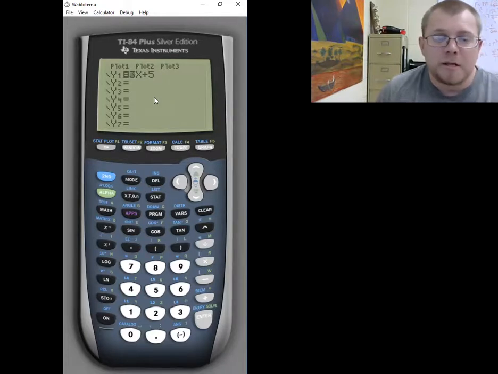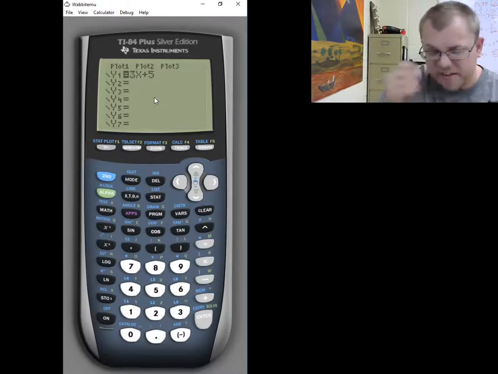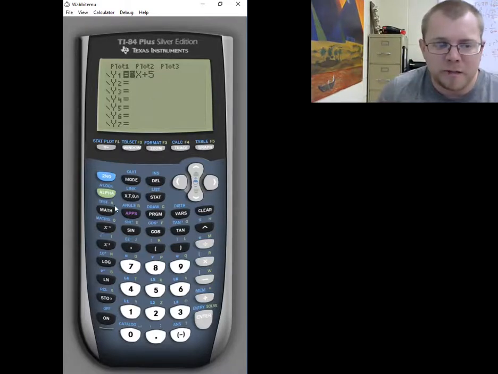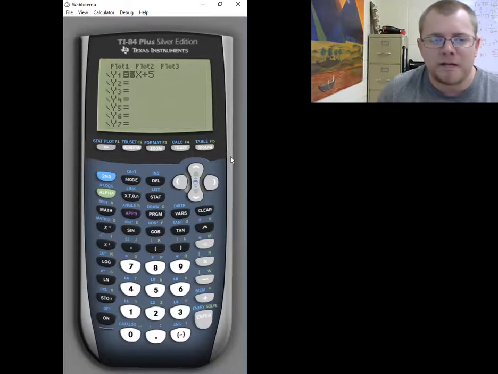So yeah, hopefully these little tips help you start learning this graphing calculator. I know it can do a lot of really cool stuff, and hopefully I can share my knowledge with you to help you get through college algebra.